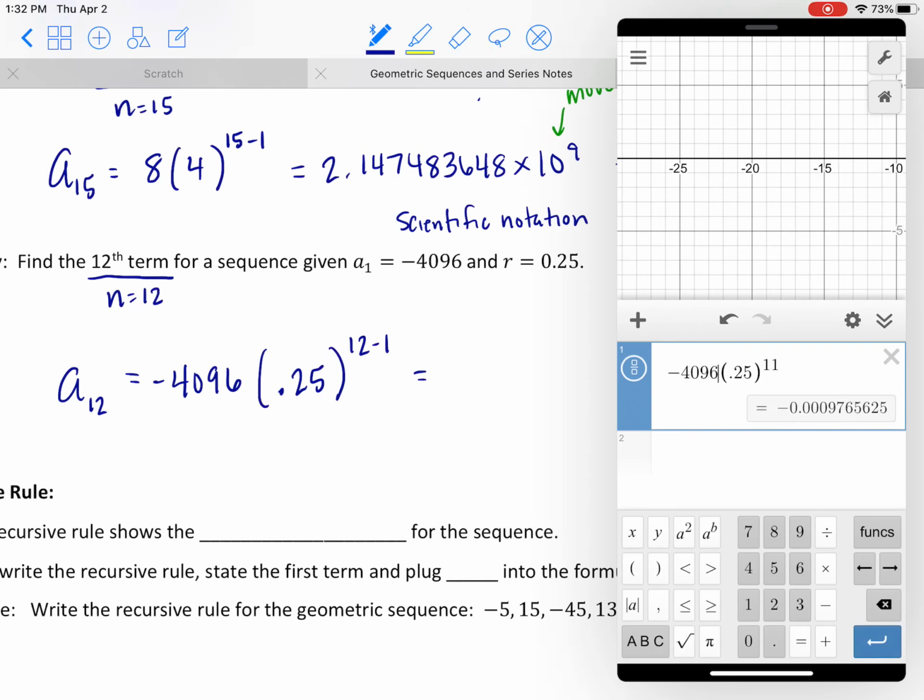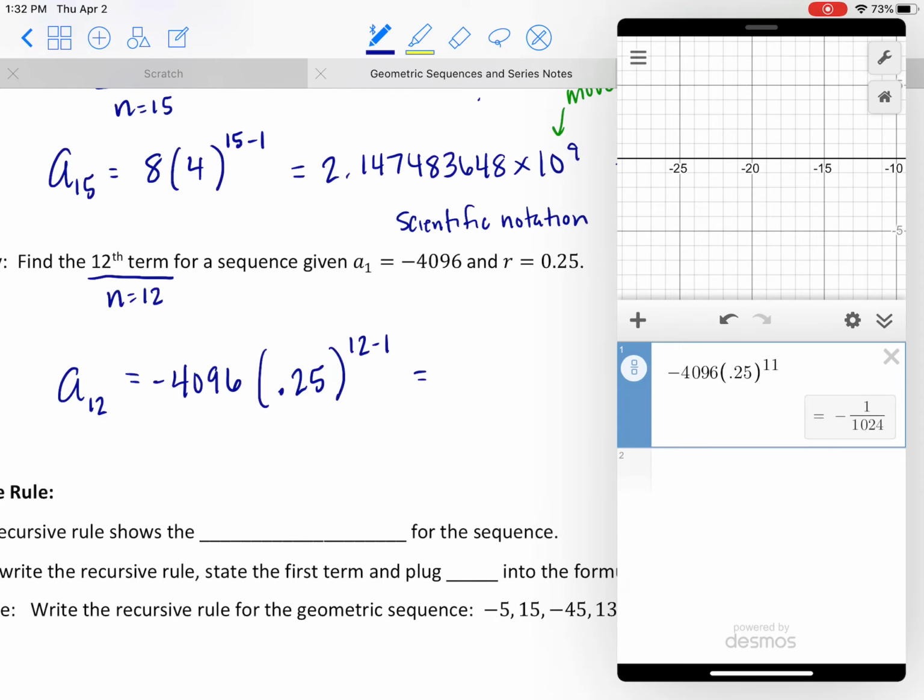Jeez, guys. If we were in class, one of you would have yelled at me. You see what I did in Desmos? I got a 3 there instead of a 6.